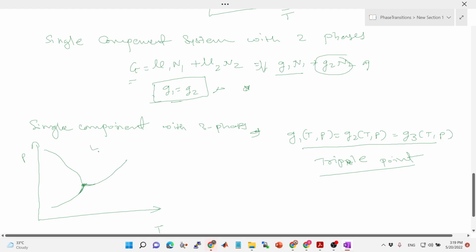So let's say this is where the liquid is, this is where the vapor is, and this is where the solid is. You think of ice, water, and vapor. So here G2 is equal to G3. Here G1 is equal to G2. Here G1 is equal to G3. And at this point, G1 is equal to G2 is equal to G3.